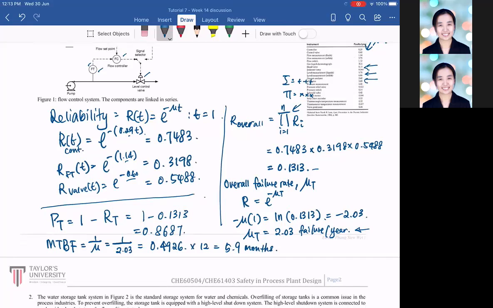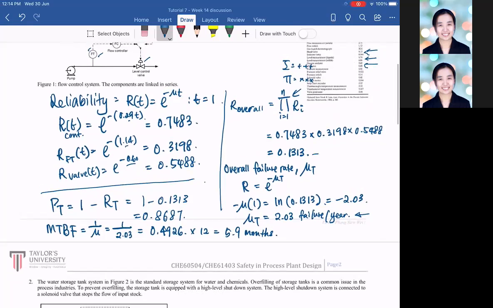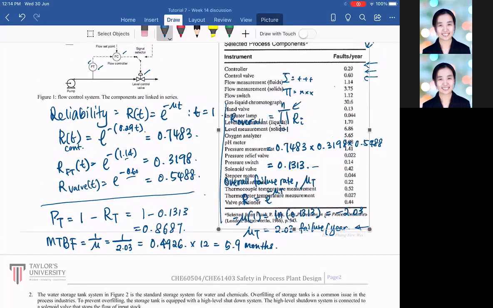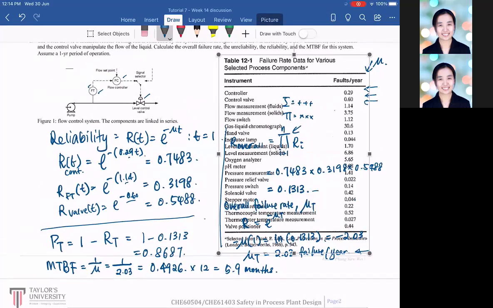Okay, got it? So in that case, if we want to schedule a PM for this equipment, it means we will have to schedule it every 5 months or even every 4 months, before the failure starts. Okay, got it? If there are any questions so far about the calculation of mean time between failures, it's a very simple calculation. The most important thing is to get this data here: the selected process, the instruments, the failures per year.